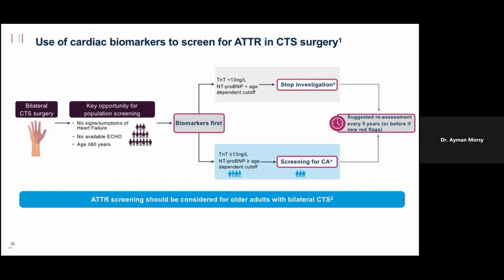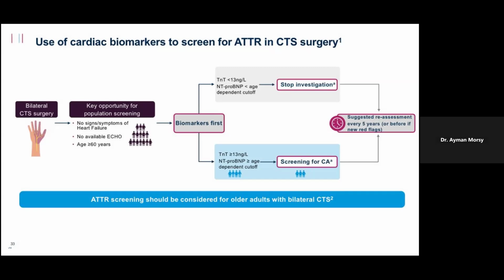Before you go to ER, make CBC, chemistry, serum potassium, and then please make a troponin and NT-proBNP. If troponin is more than 13 and NT-proBNP is more than his age-adjusted value, please screen for cardiac amyloid. In this type of patient profile, take a biopsy during your surgery.